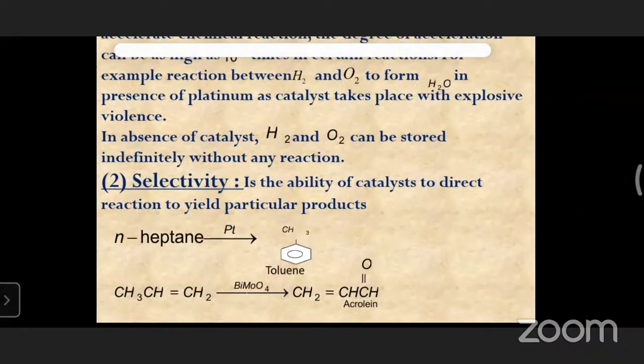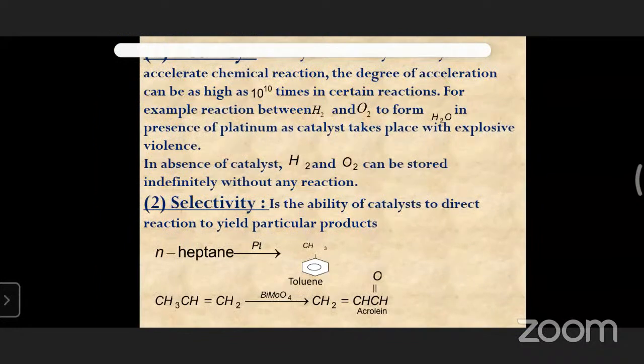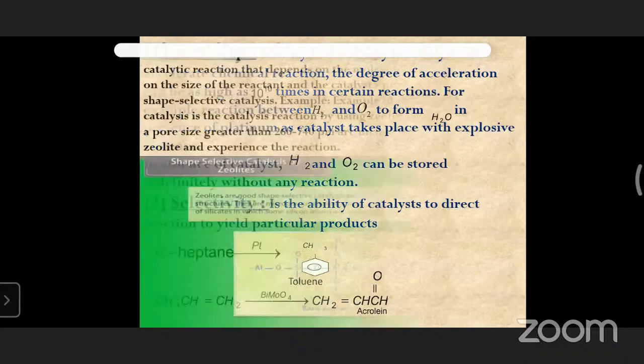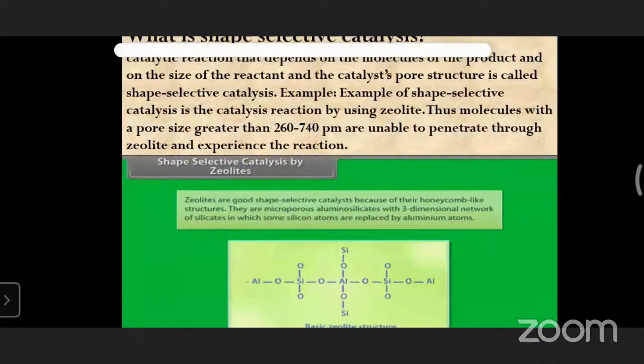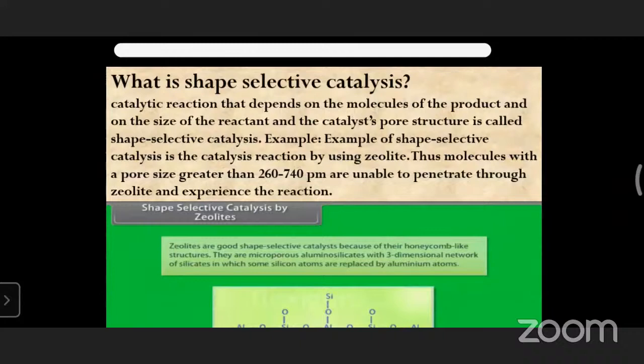After what is catalysis, the applications of the catalytic process, the characteristics of catalysis, and the theories, adsorption theory and intermediate compound theory, are finished. After that, activity and selectivity are completed. Next, what is shape selective catalysis? What is meant by shape selective catalysis?